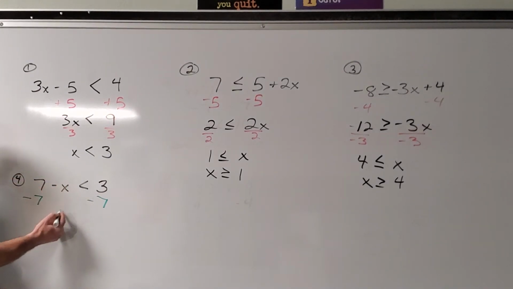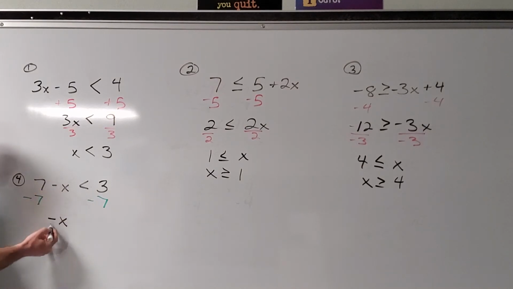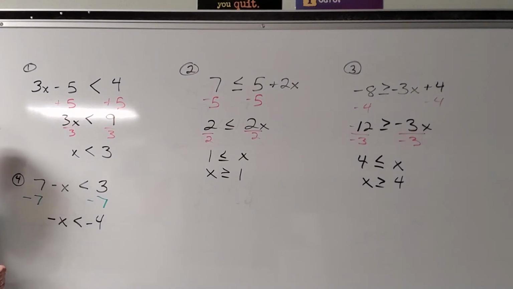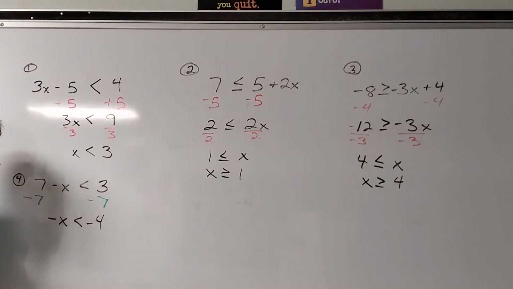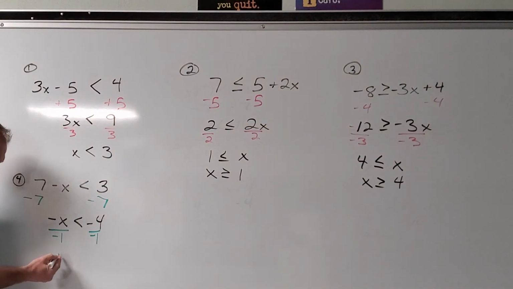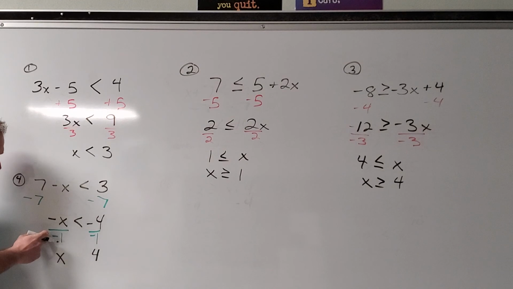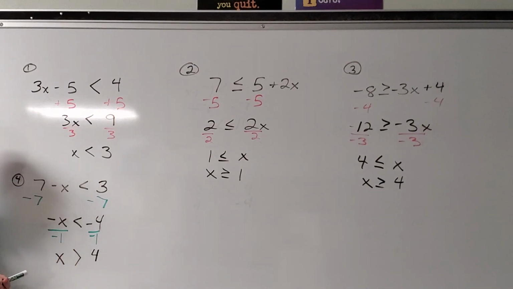Bring down the entire negative x. We haven't done anything with that yet. Less than negative 4. What is the coefficient on this x? What number is in front of x? Negative 1. So I need to divide by negative 1 on both sides of the equation. Negative divided by negative is positive x, positive 4. What did I do to both sides of the equation? I divided by a negative, change the inequality.